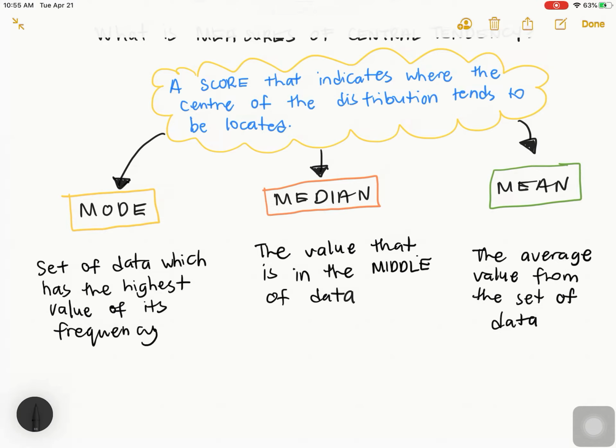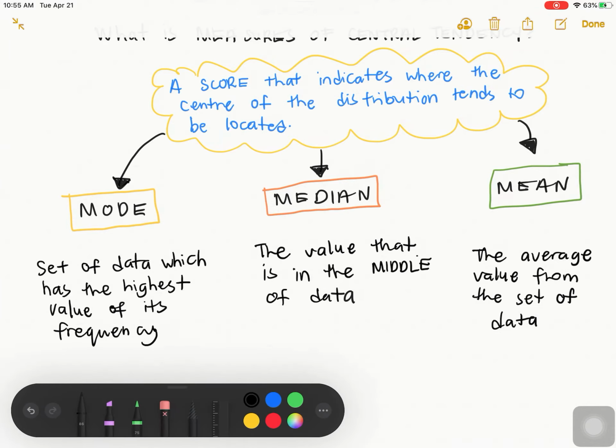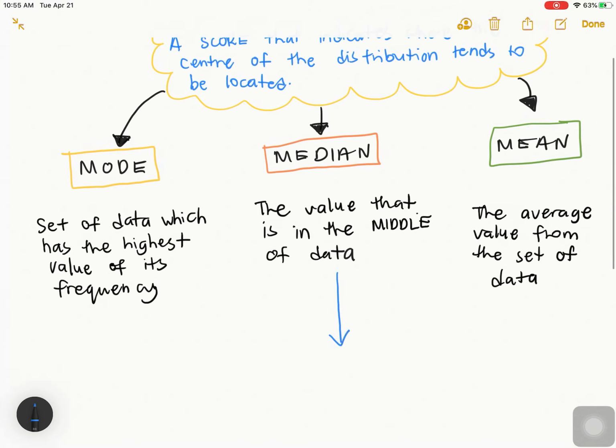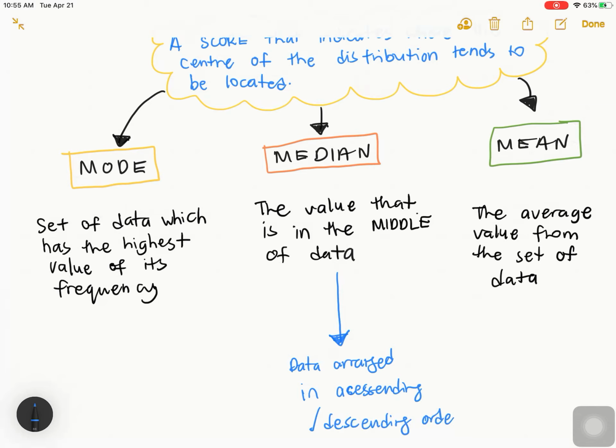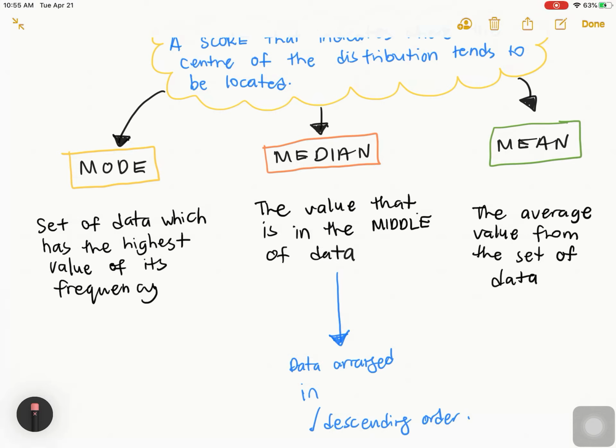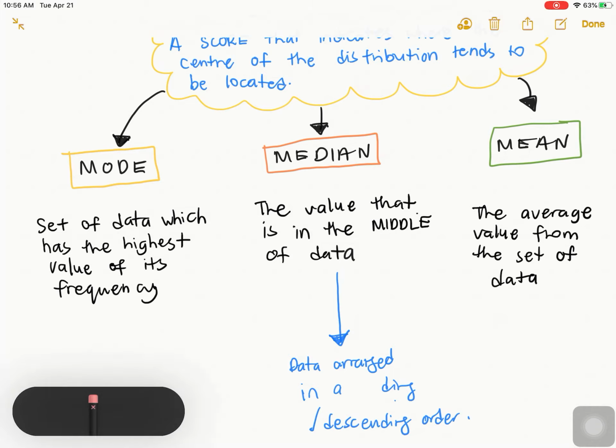Next, median is the value that is in the middle of the data. How do we determine a median? The data must be arranged in ascending or descending order. What does it mean by ascending or descending? Ascending means A, B, C, D, E, F, or 1, 2, 3, 4, 5, 6, 7, 8, 9, 10. Descending means 10, 9, 8, 7, and getting lower, okay? Ascending. Wait, I got it wrong one more time.